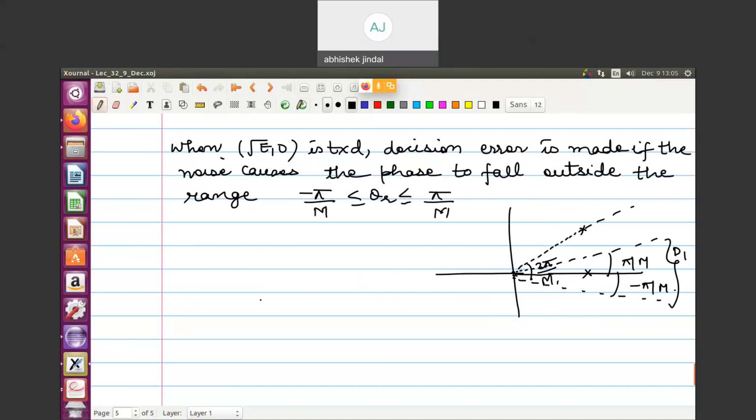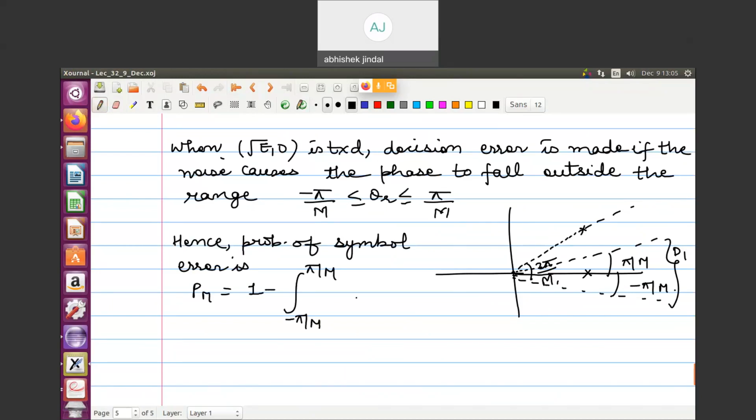So we can simply find a simple expression. Hence the probability of symbol error is P of M is equal to 1 minus the integral from minus pi by M to pi by M of f of theta d theta. Okay, so this is your expression for finding the probability of symbol error.